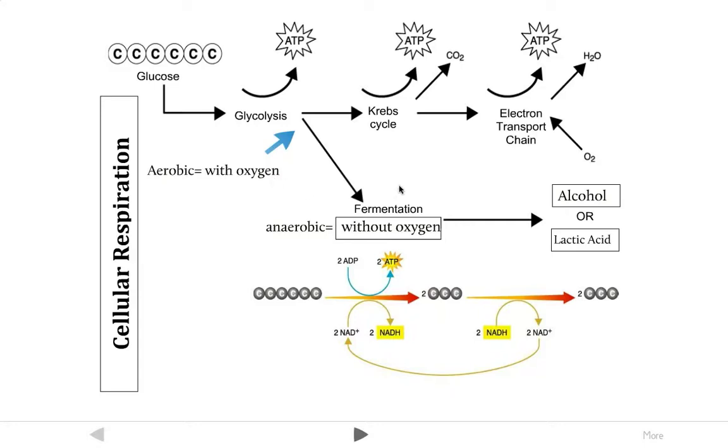But sometimes your cells can't get enough oxygen, and so they need to have an alternative solution to be able to produce ATP. And the other way that they can produce ATP is called fermentation. Fermentation is an anaerobic process because it happens without oxygen. You've probably heard of fermentation in the making of wine or beer. That's because one of the byproducts of fermentation is alcohol. And so when your cells perform fermentation, they produce alcohol. The other thing they produce is lactic acid.